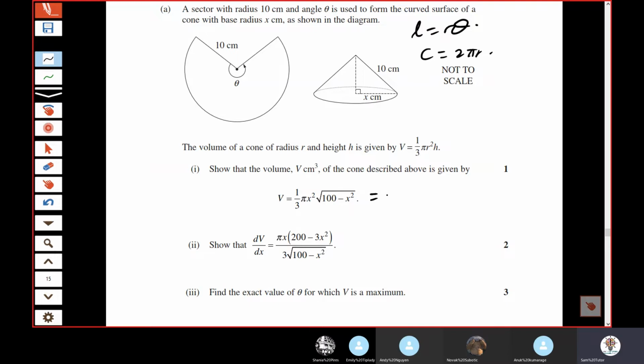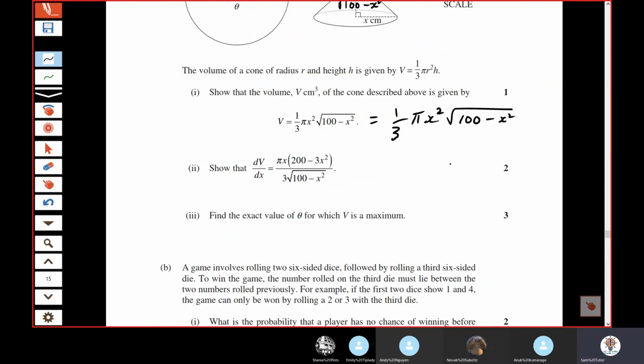Okay, so let me do this. 1/3 pi. What's the radius in this case? X squared. Nice. Times what's the height in this case? Pythag. 100 minus x squared, 10 squared. Take beautiful. Done. That wasn't a bad 1 mark. Happy with that? Next one.